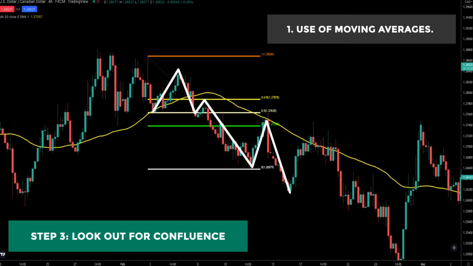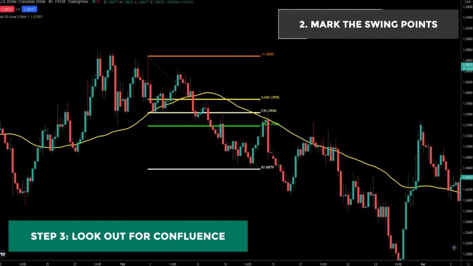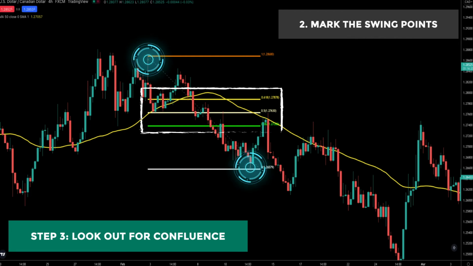Like we discussed earlier, you have to trade in the direction of the trend. The next step is to mark the swing points, which are the swing lows and swing highs. With this marked out, we expect the market to find resistance at the 3 Fibonacci levels. However, it's challenging to determine which of these levels will act as a resistance as price retraces.